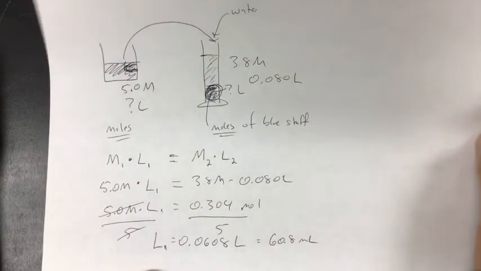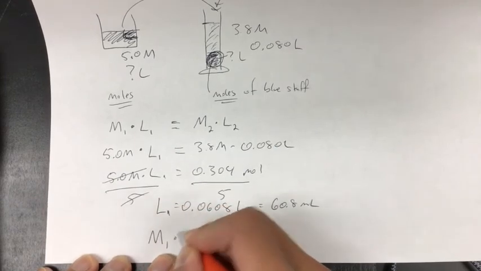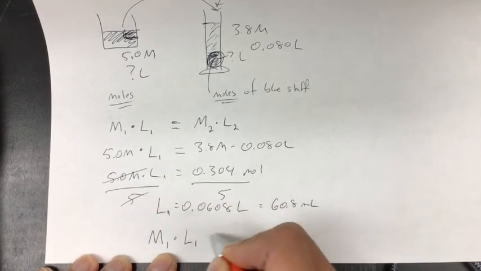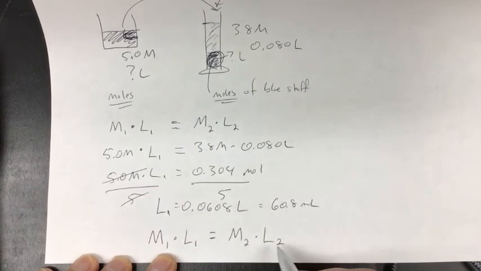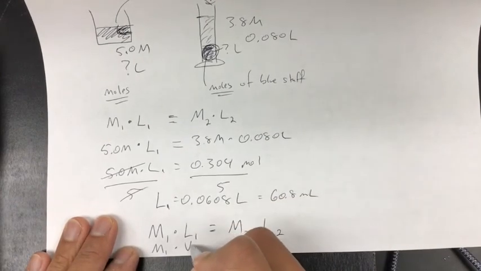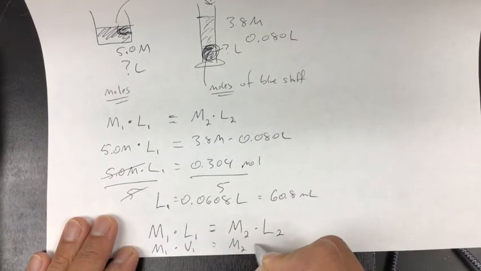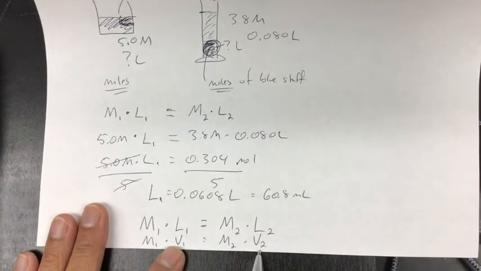So the big equation you got to know for dilution is molarity 1 times liters 1 equals molarity 2 times liters 2. Or a lot of times people write it as molarity 1 times volume 1 equals molarity 2 times volume 2. And sometimes, if you have milliliters for both your volumes, you can use milliliters, but I like to have liters because then all the units cancel out. All right, good luck.